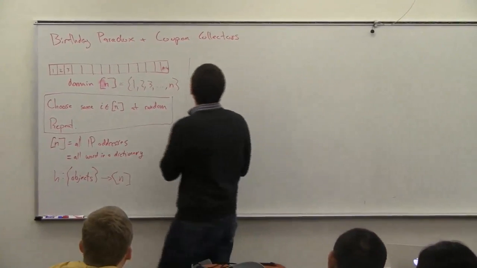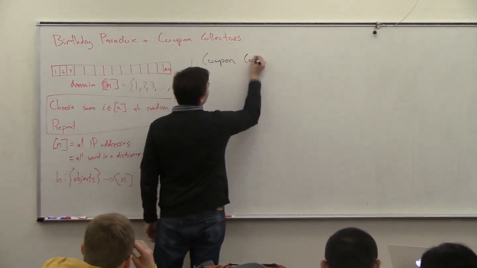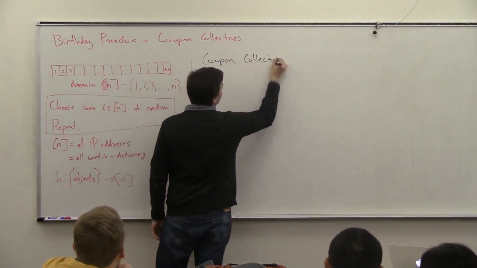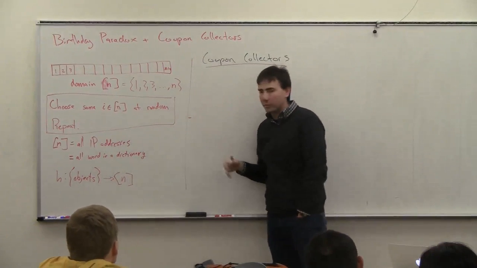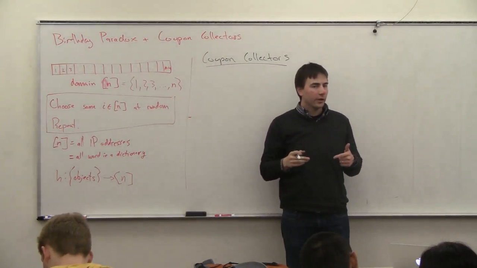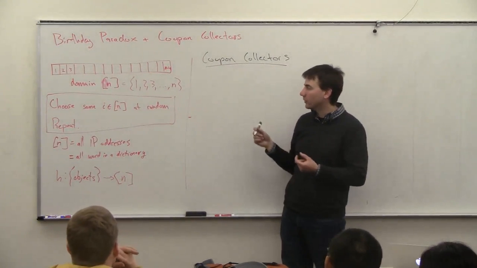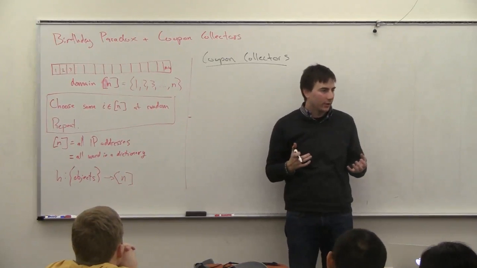All right, so the coupon collector's problem. The birthday paradox is when you have a collision, when you first see the same thing twice. The coupon collector's is when you've seen everything in the set, right?